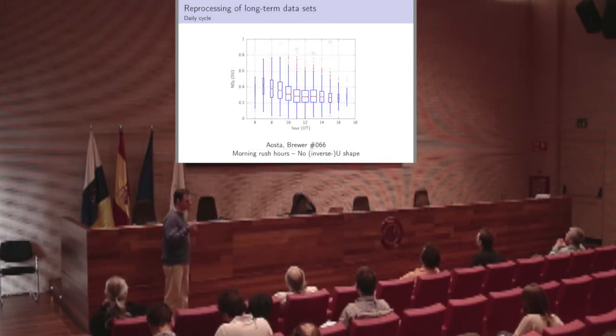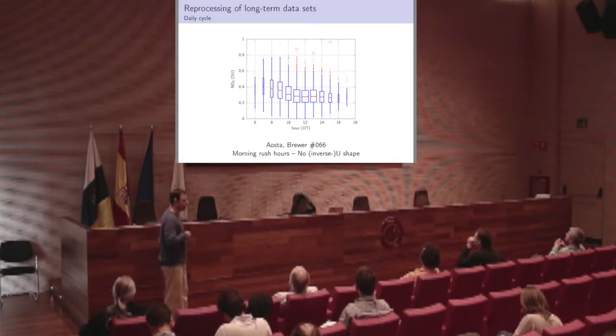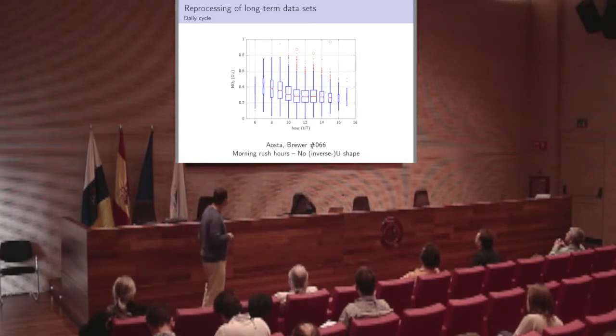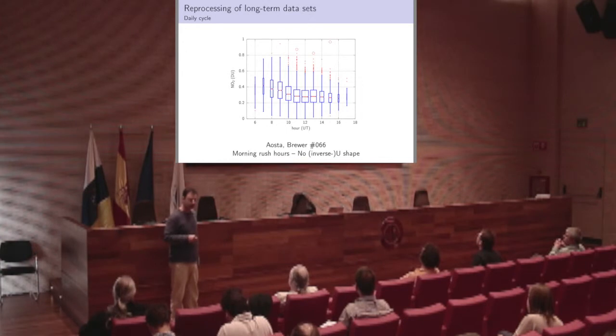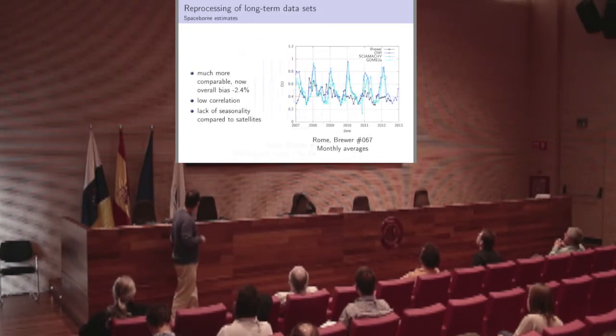And on an even shorter scale, you can find the daily cycle of the measurements of the vertical content. You see, these are the morning rush hours when people go to work. And this distribution is very different on weekend days, so it's really linked to human activity.